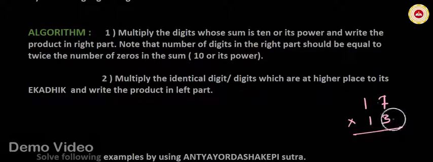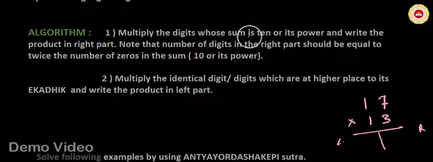The first condition is satisfied, 7 plus 3 is 10, and the second condition is also satisfied because the higher place digits in both of these numbers are identical. There is 1 in the tens place of the multiplicand, that is 17, and there is 1 in the tens place of the multiplier, that is 13. So we are going to write the answer in two parts. This is the right part and this is the left part.